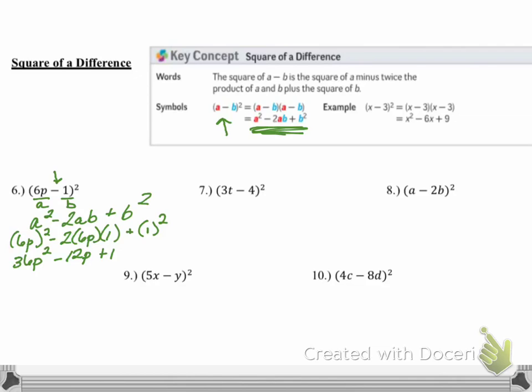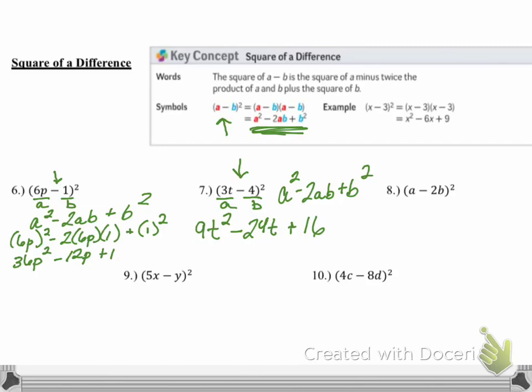So looking at number 7, again, here's my a, here's my b. And I know my formula, a squared minus 2ab plus b squared. And so in my head, I'm going to be squaring a. So that's 9t squared minus. Then I'm going to multiply the inside, so 3t times 4 is 12t. Then I double it, and that's 24t. And then I'll square the 4, and that gives me 16. So why don't you guys try number 8 on your own?